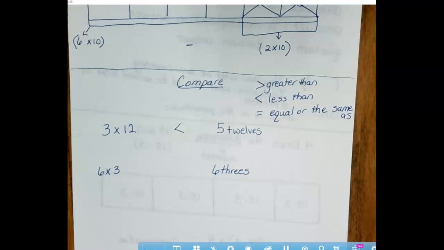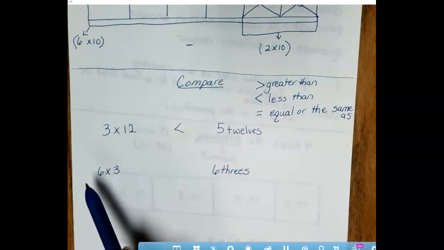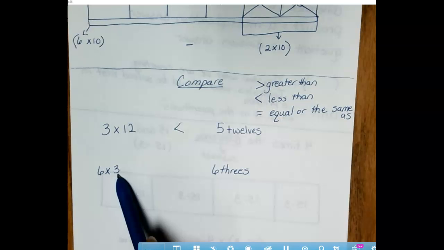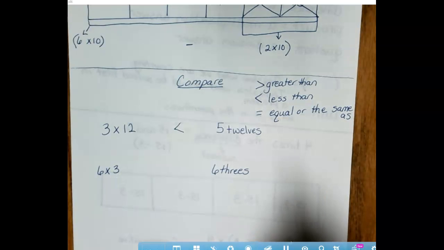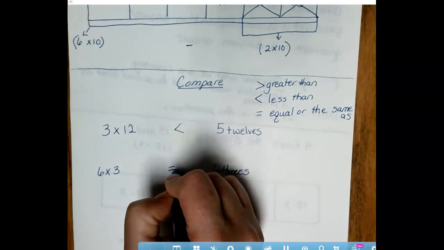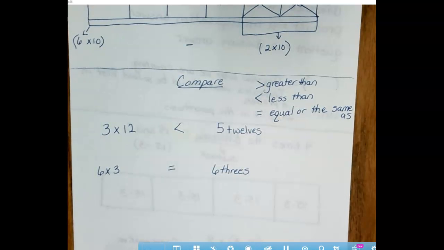Let's try another. 6 times 3 and 6 3s. Which is larger? You'll notice this is saying 6 multiplied by 3, and this is also saying 6 multiplied by 3. 6 groups of 3s and 6 groups of 3s, which means they are equal to each other, or they're saying the same thing.